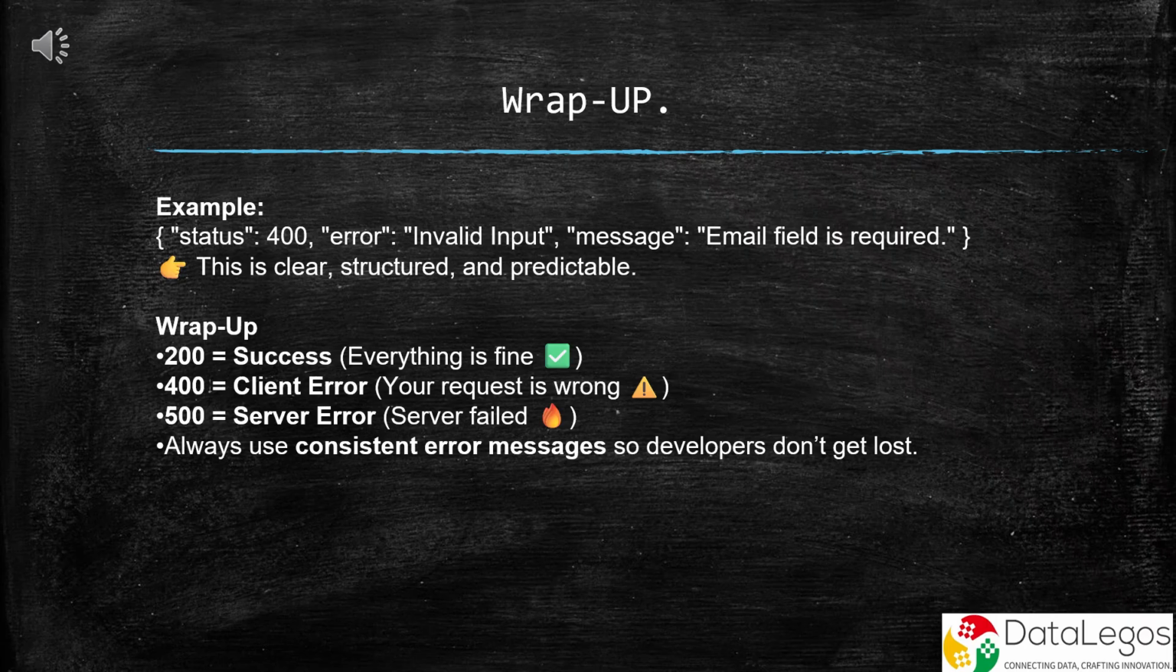To quickly summarize the most important points. A 200 code means success. A 400 code means there's a client error. A 500 code means there's a server error. And always use consistent error messages.